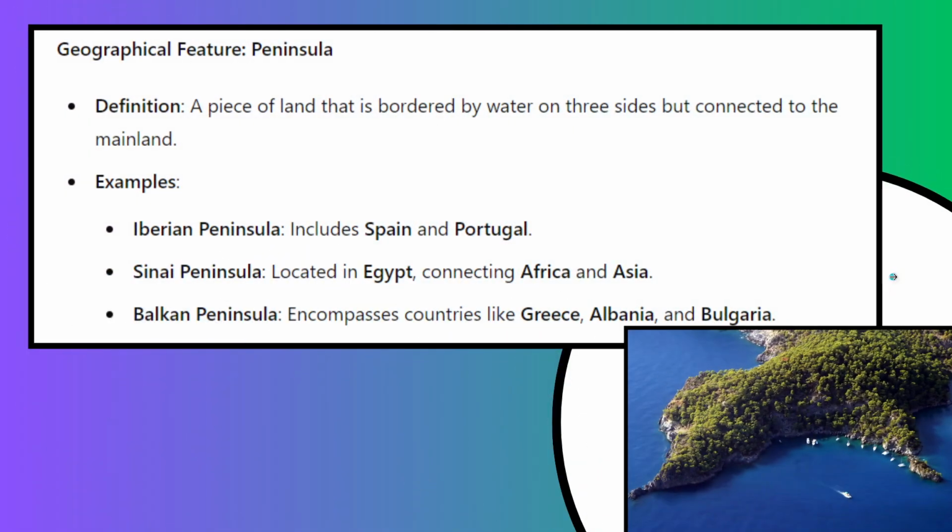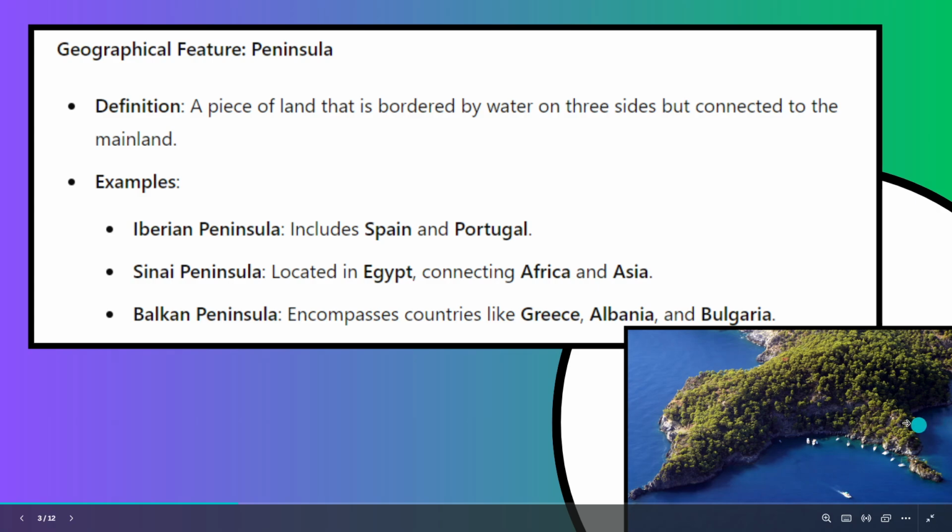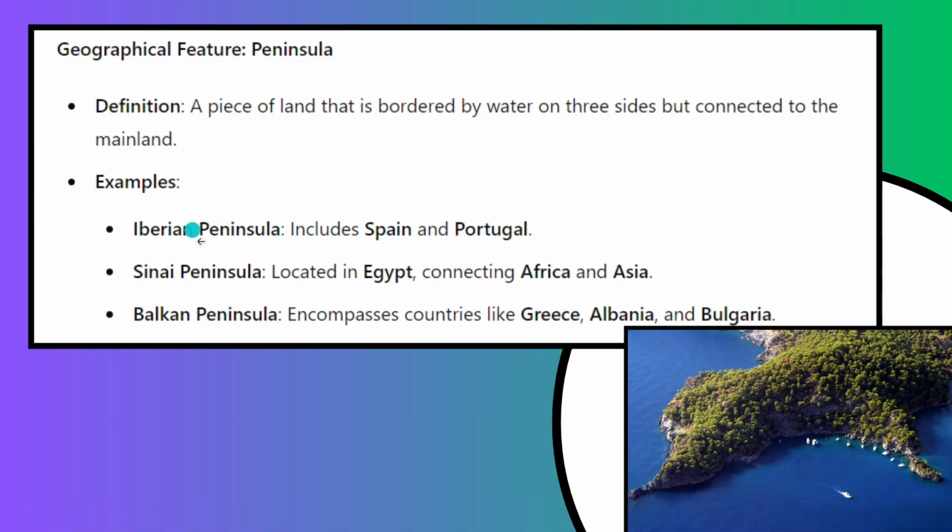One geographical feature that we'll start with is a peninsula. The definition of it is that it is a piece of land that is bordered by water on three sides, but connected to the mainland at the same time. You can see water on this side, water on this side, and on this side, and then we have the land over here. Some examples would be the Iberian Peninsula, which includes Spain and Portugal, the Sinai Peninsula, located in Egypt, connecting Africa and Asia, and the Balkan Peninsula, which encompasses countries like Greece, Albania, and Bulgaria.